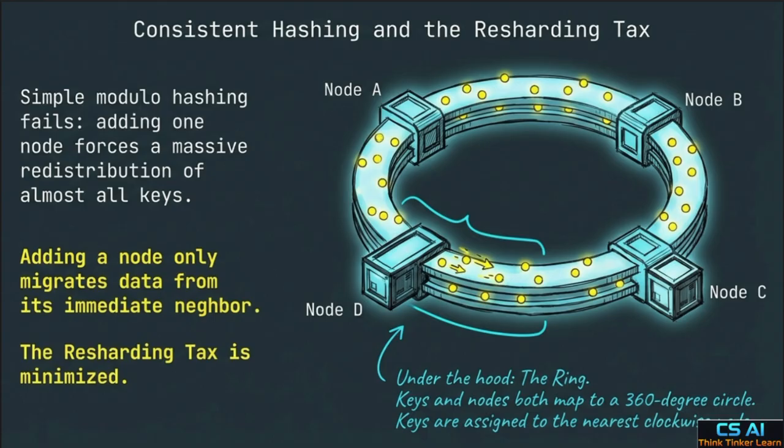When nodes come and go, you don't want to shuffle all your data. That's where consistent hashing saves the day. By mapping keys and nodes onto a 360-degree ring, you ensure that adding a node only impacts its immediate neighbors, not the entire cluster. It minimizes the resharding tax and keeps your cluster stable even as you grow. For more details on consistent hashing, check out my series on consistent hashing. There are much more details available there.